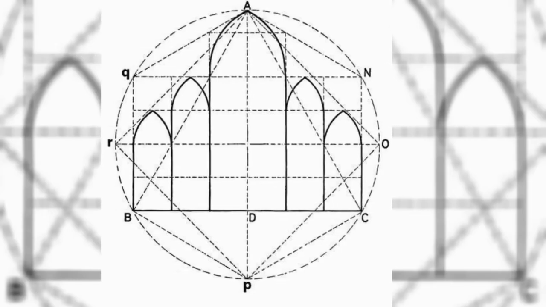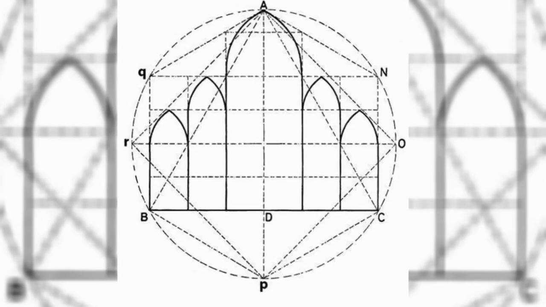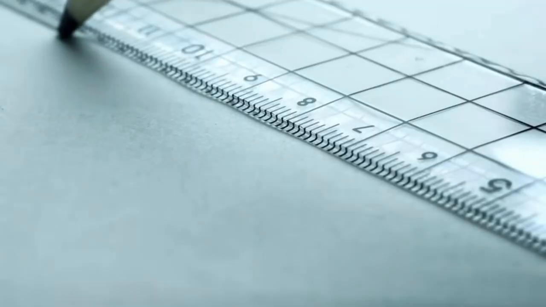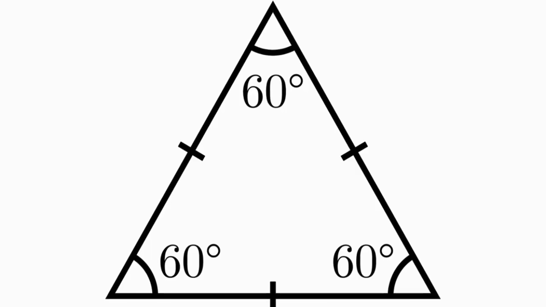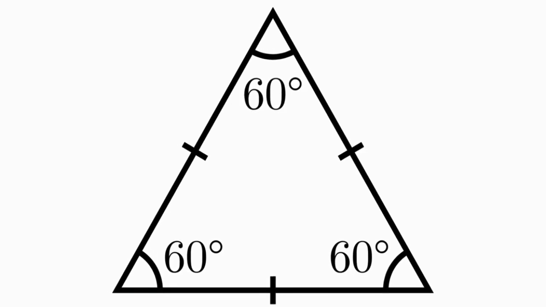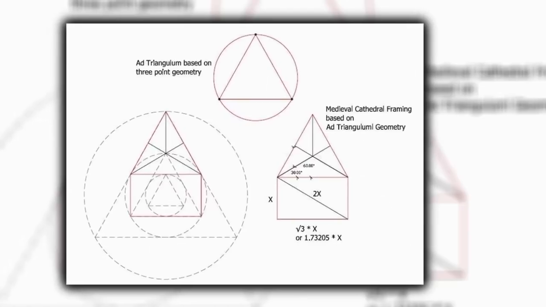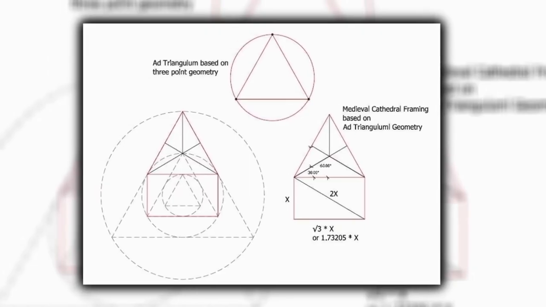Stack that module up the elevation of the building, and the entire cathedral emerges from pure geometry without anyone measuring a specific length. A second method worked from the equilateral triangle, ad triangulum, side-to-height ratio of 1 to the square root of 3 over 2.